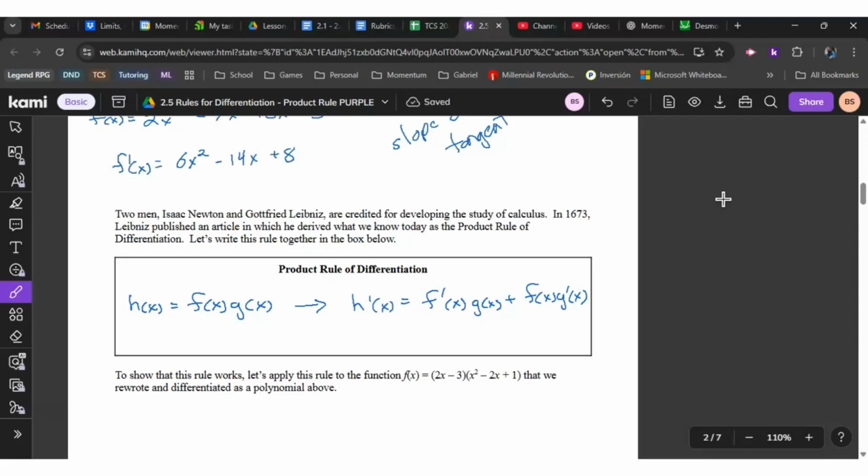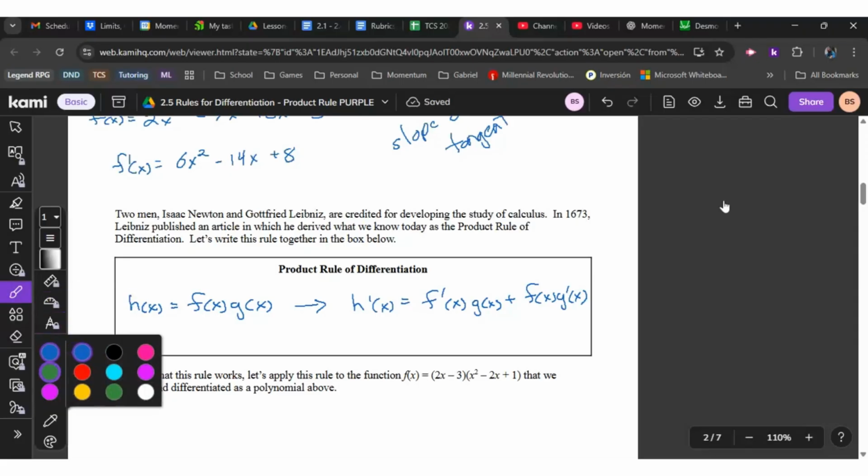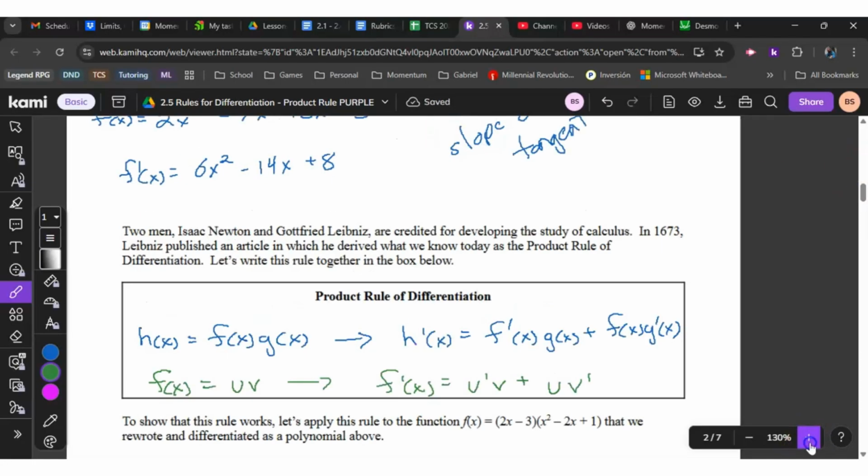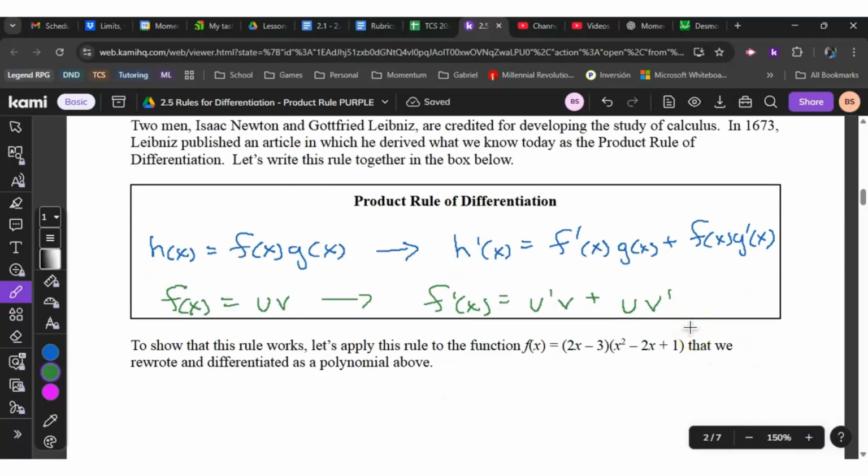But if we do the UV, it looks like this. So if we had, say, f of x is equal to u times v, then f prime of x is going to be equal to u prime v plus u v prime. That's the one that's on the wall. But when do you use that? This is when two things are multiplied.